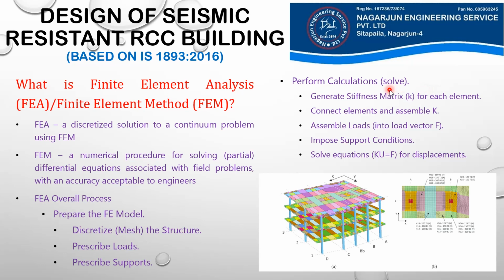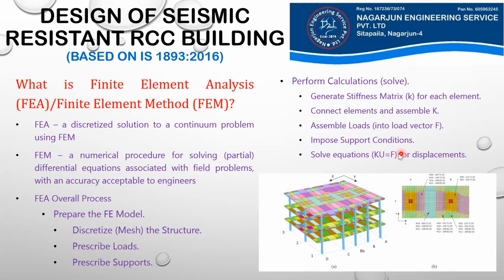We have learned to find the stiffness matrix during our undergraduate course also, and these individual stiffness matrices are assembled to form the global stiffness matrix, capital K. That means the stiffness matrix for the whole structure. These loads that we assign to the structure are then assembled into the form of a load vector. We impose support conditions, and then this equation will be solved for the displacements.